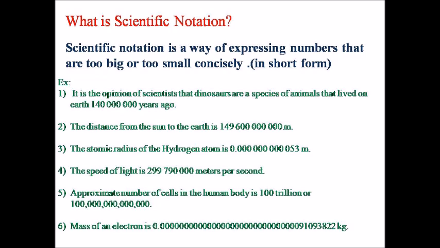That is a way of expressing numbers that are too small or too big in short form. That means concisely, right? Here I have given you a few examples. These are the ways that we write very big numbers or very small numbers. So in short form also we can write these numbers, right? That is called scientific notation. So we will learn how to write these types of numbers in scientific notation.